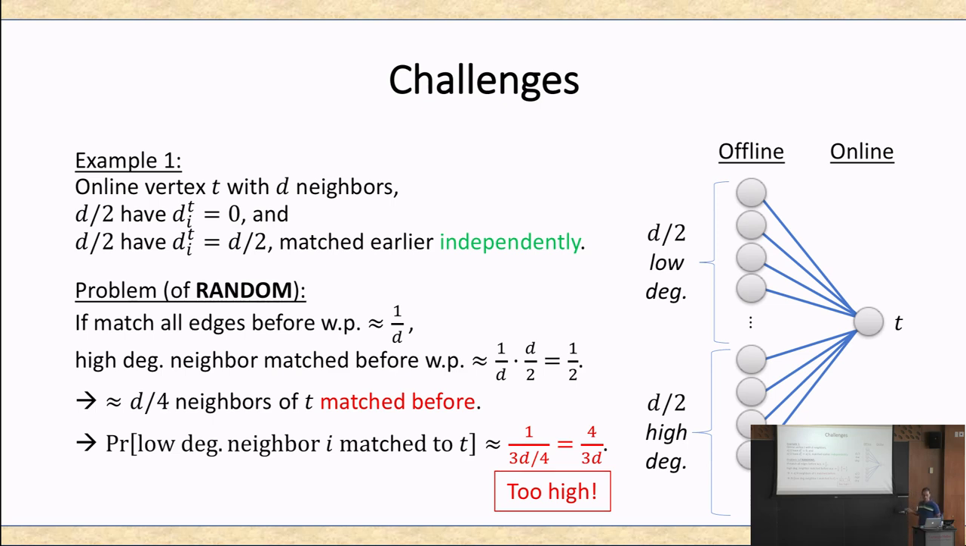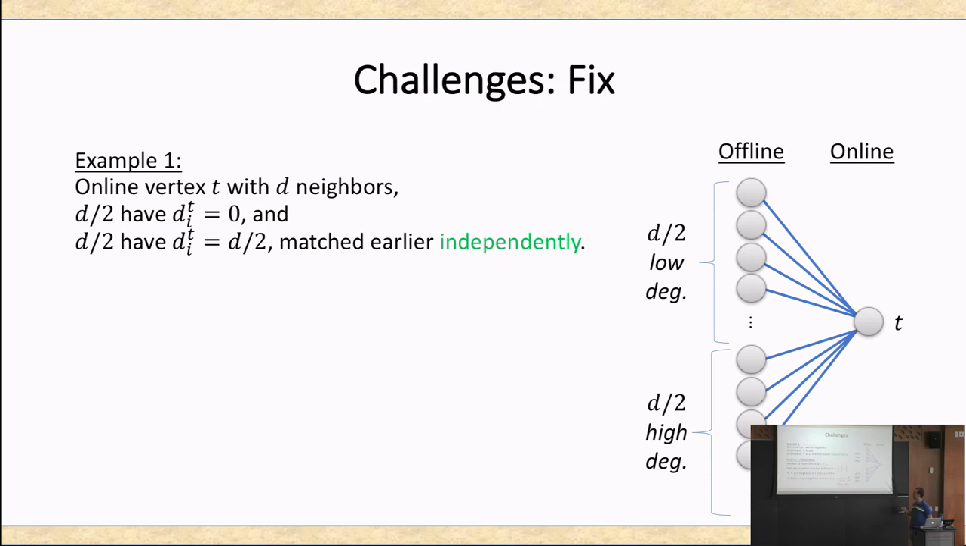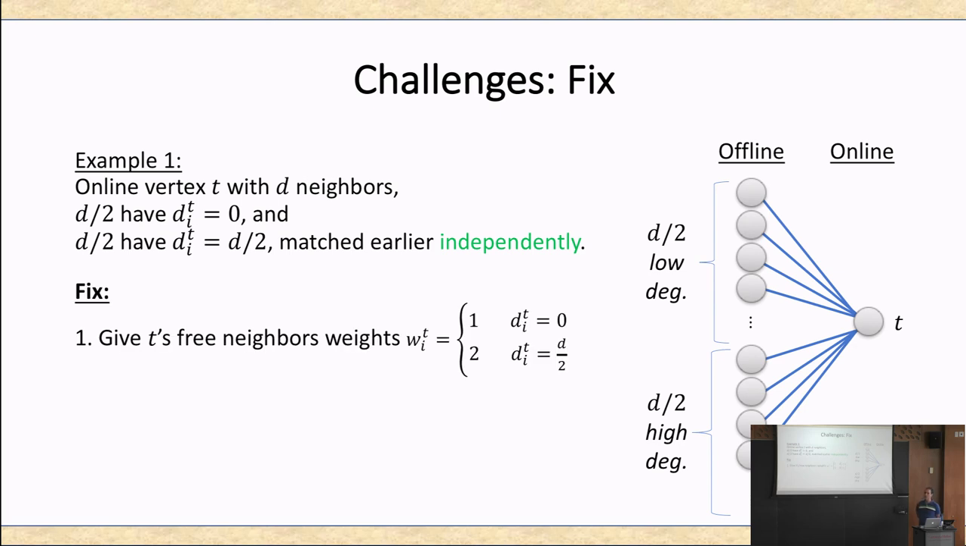Right, so how could we go about solving this problem? Well, at least for this instance, the fix is relatively simple. So what we're going to do is assign each of t's unmatched neighbors a weight. It'll be 1 for the low degree neighbors, and it'll be 2 for the high degree neighbors. Okay, so low degree neighbors are free with probability 1, right? This is their first ever neighbor, so their expected weight is 1. High degree neighbors, we just argued, are matched with probability roughly 1 half, so their expected weight is roughly 1 as well. 1 half times 2 is 1.